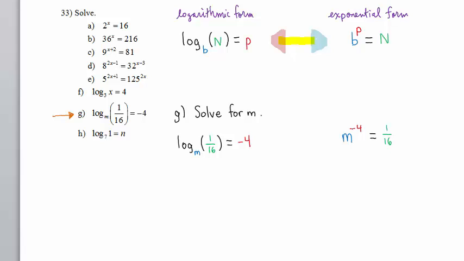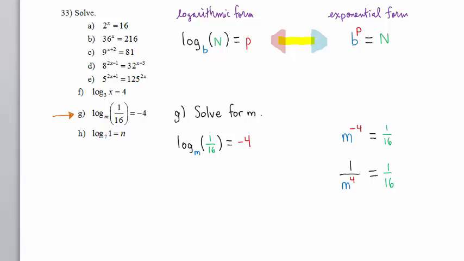A negative exponent means reciprocal, so we have 1 divided by m raised to the positive 4th power. That is the left-hand side of the equation. The right-hand side is still 1/16. So we have 1 divided by m to the 4th equals 1 divided by 16. This implies that m to the 4th is 16.